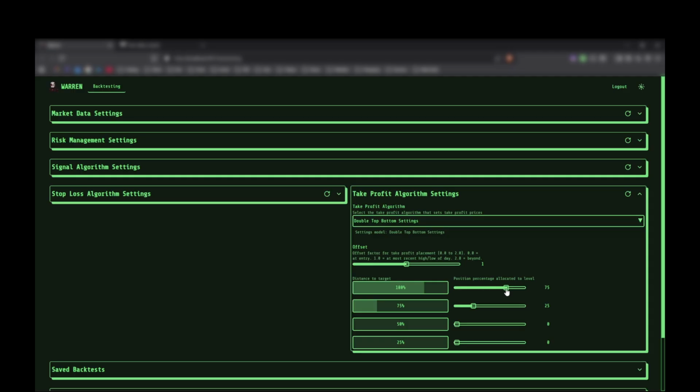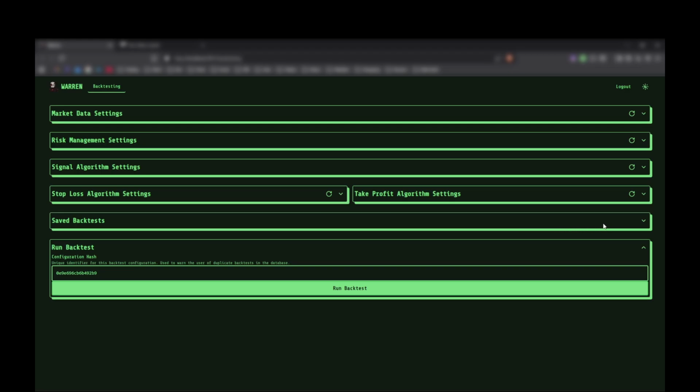And what this does is this says, okay, well, we'll take 75% of our profit at 100% of our distance to target. So that is a true double top or double bottom. Once we're 75% of the way to our double top, for example, which is where we're targeting, we'll take 25% of profit. So you can even allocate profit all along. You can take a profit along the way to your true profit goal.